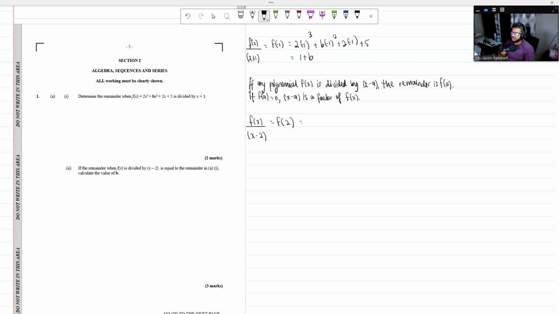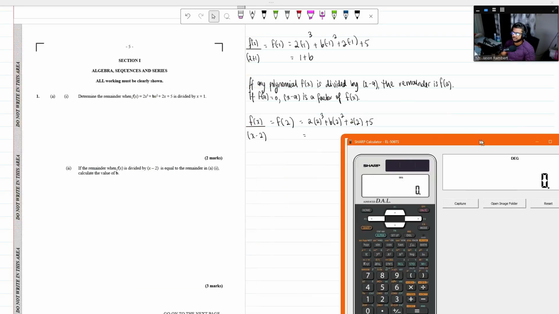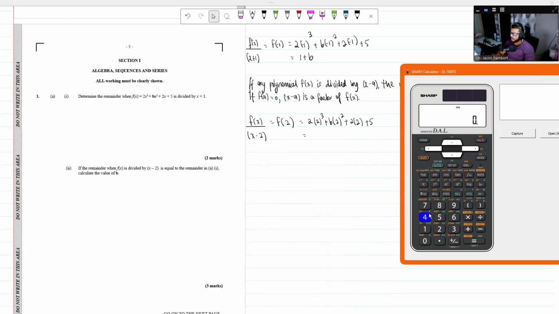So f of 2 is equal to 2 into 2 cubed plus b into 2 squared plus 2 into 2 plus 5. This is equal to 2 to the power 4. Just jump on your calculator and work it out, right? I'll get 2 to the power 4 plus 2 to the 4 plus 5, 25. So I'll get 25 plus 4b.